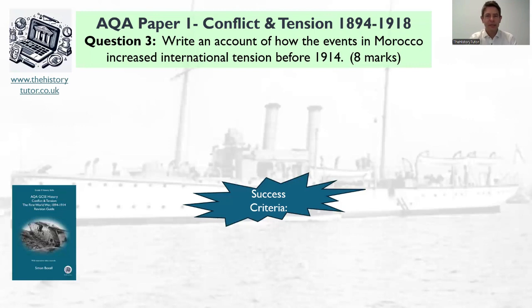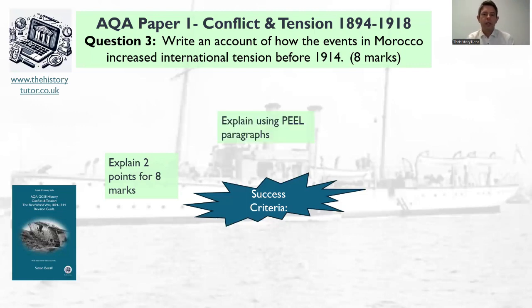So I had enough time, and let's go through some ideas then. So what would make a good answer? Well, firstly, as with most of the 8 markers, 2 paragraphs would be really good. So 2 explained points are needed for an 8 marker question. Use your PEEL paragraphs. So if you've done other videos with me, you'll know that we talk about PEEL paragraphs. I'll show you how to do those in the video.